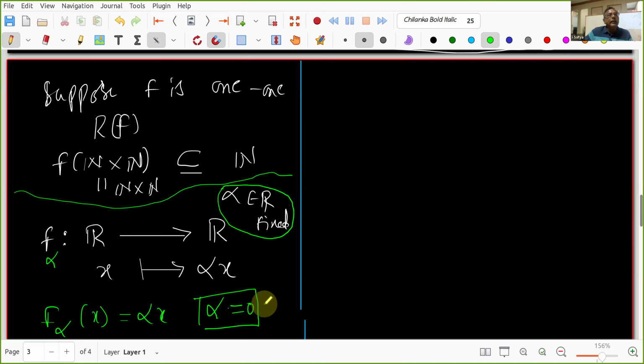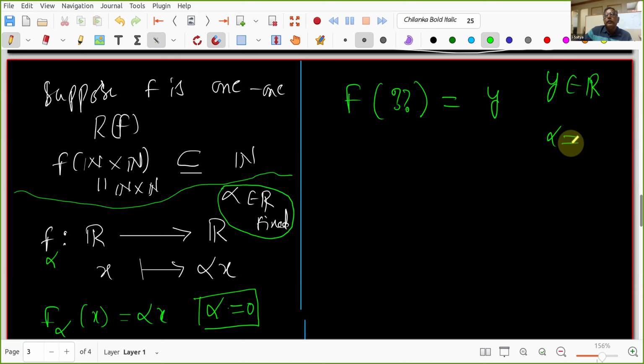Similarly, next, why is it onto? Onto means what? I take y belonging to the real numbers, so what is its pre-image? Alpha not equal to 0. Does anyone want to comment on that? You are telling that when alpha is not equal to 0, it is onto also, right?